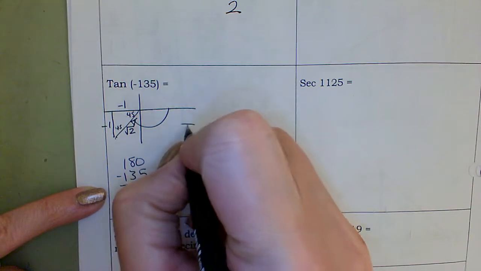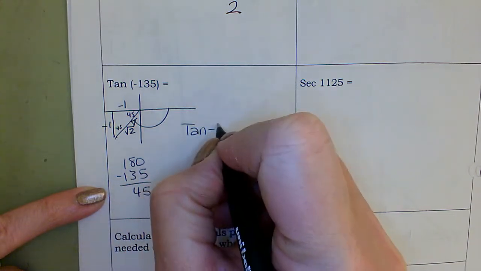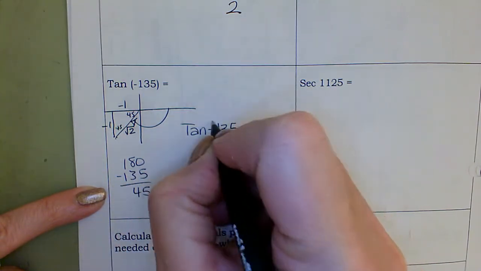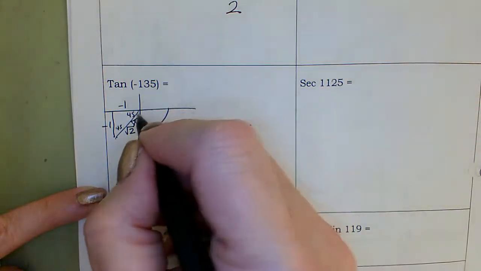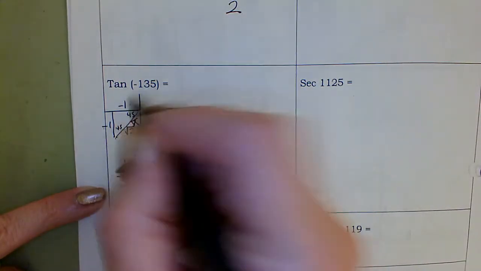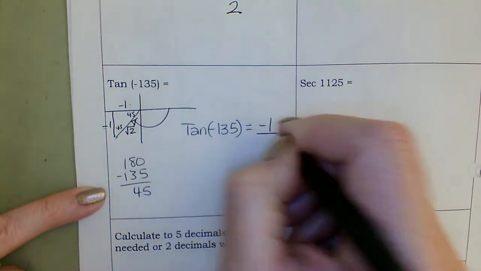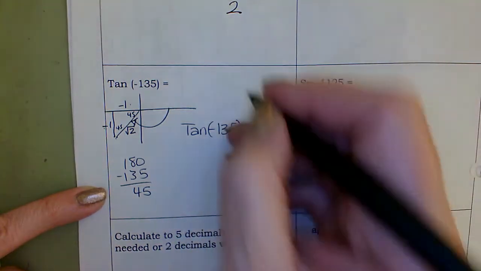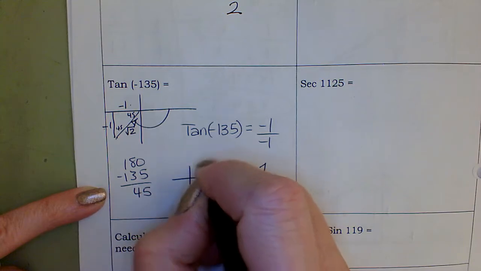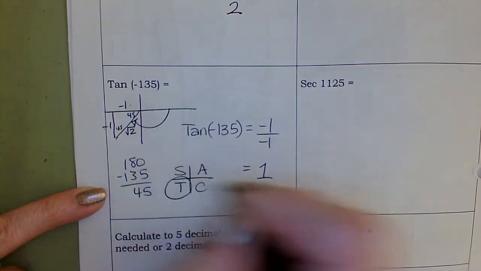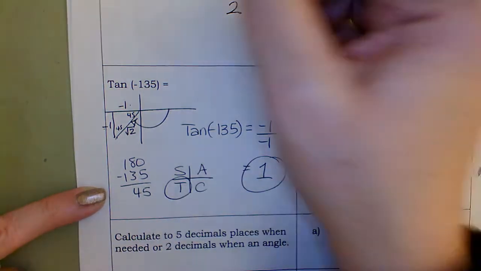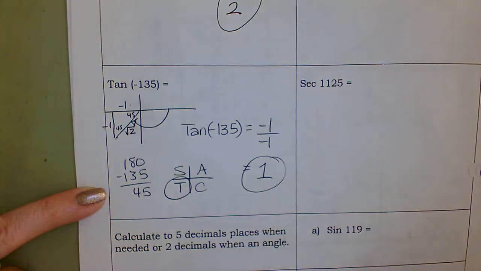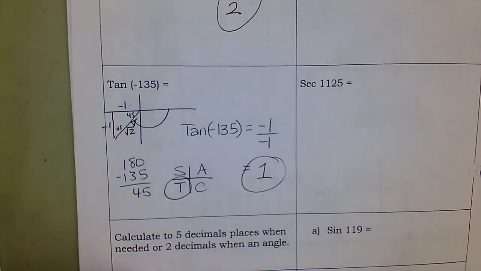So tan -135 is equal to tan is -1 over -1, which gives me a 1. And again, CAST rule says tan needs to be positive. So I'm good there. All right.